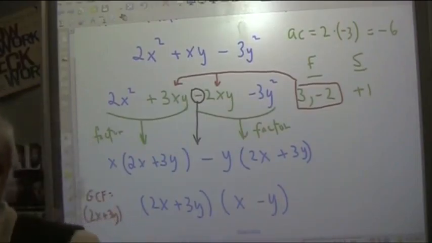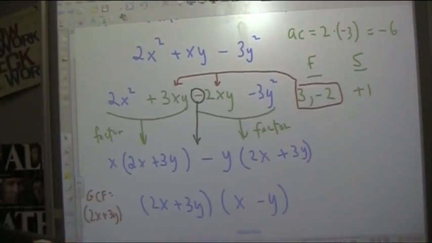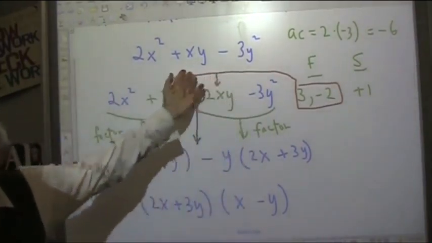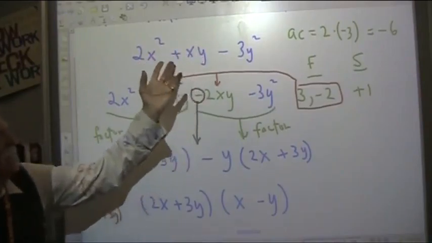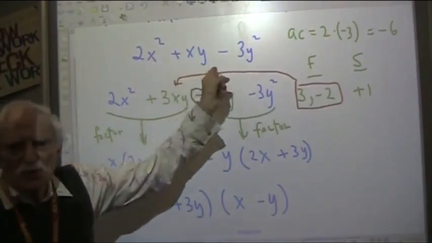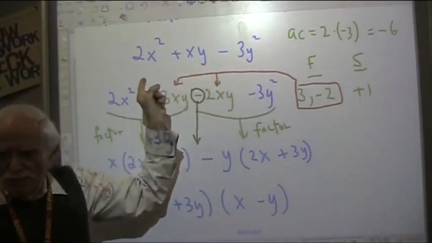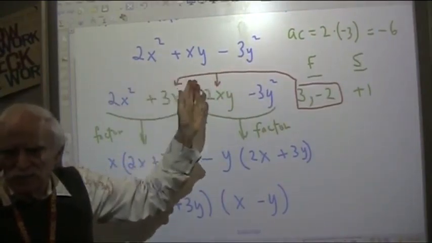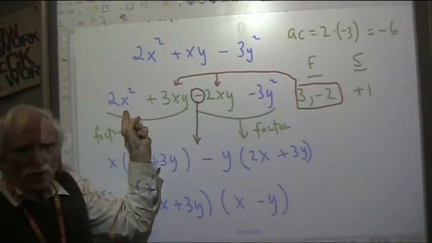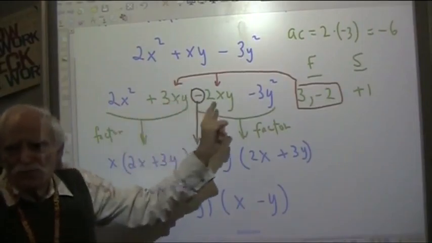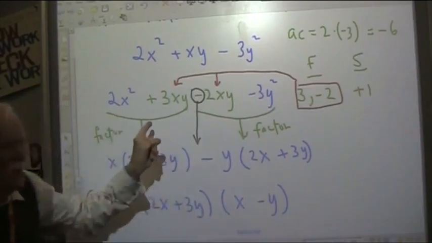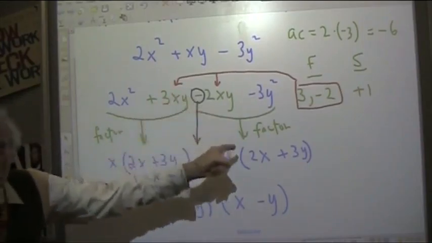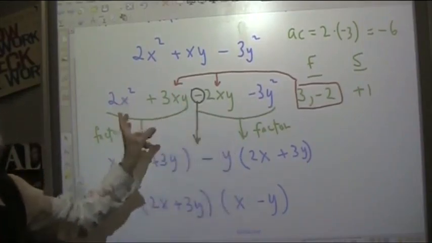Aha! Does that sound familiar, ladies? Eyes up here. In our AC method, granted, we started with a trinomial, but then we split the middle term and we ended up with a 4-term polynomial. And how did we factor it? By grouping 2 by 2.